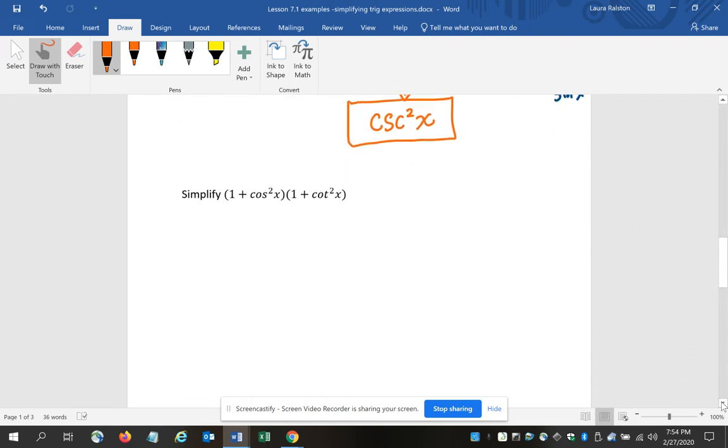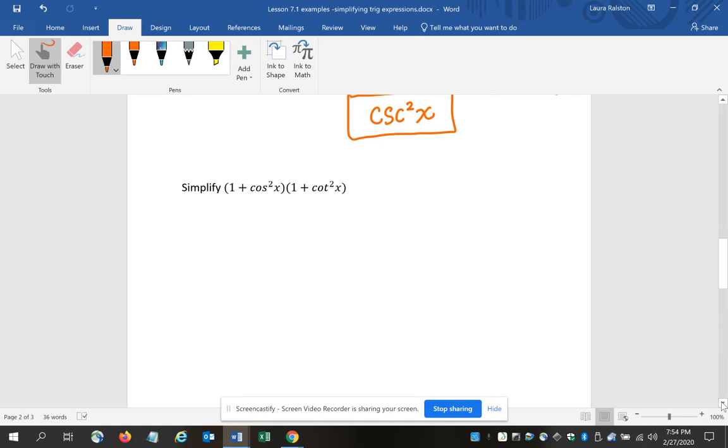Okay, a couple more. Simplify 1 plus cosine squared times 1 plus cotangent squared. Now, I've got a binomial, or 2 pieces times 2 pieces. You may think, well, I wonder if I could FOIL that out. Well, we could, but we could also try to simplify it.